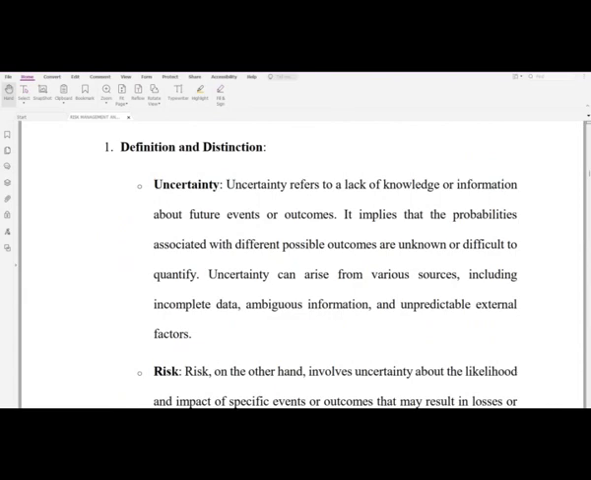Uncertainty refers to a lack of knowledge or information about future events or outcomes. It implies that the probabilities associated with different possible outcomes are unknown or difficult to quantify or predict. In other words, uncertainty can arise from various sources, including incomplete data, ambiguous information, and unpredictable external factors.